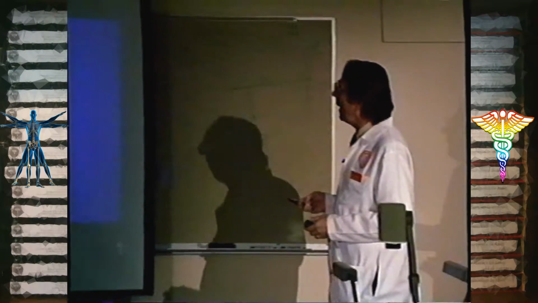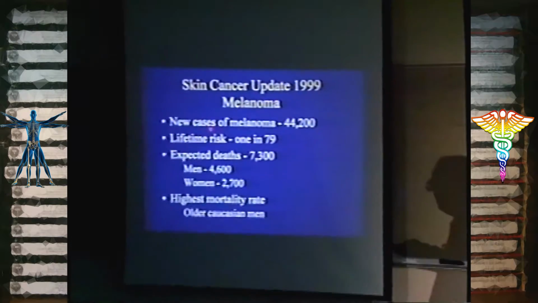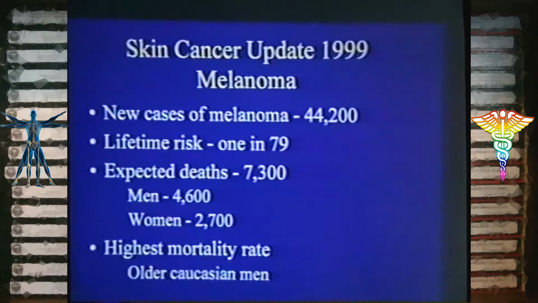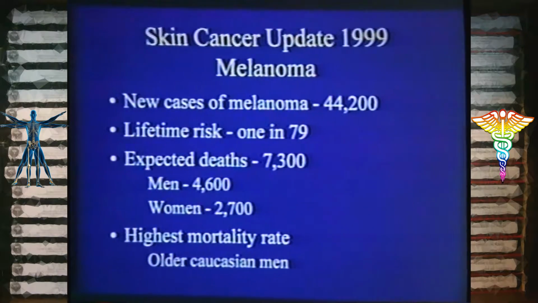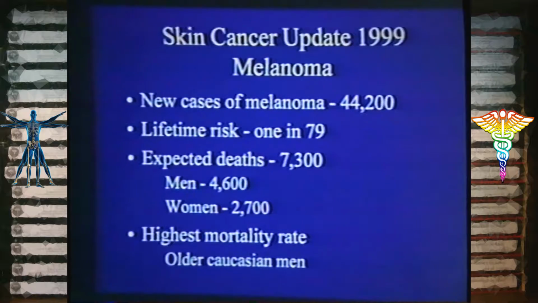So again, back in the last millennium in 1999, some of the statistics: new cases of melanoma in the United States, 44,200. The current guess for the year 2000 is an estimated 47,700. Again, my own personal bias is that this is a rough estimate and it's probably higher than that. The lifetime risk was estimated to be 1 in 79. It's now estimated in the year 2000 to be 1 in 75.